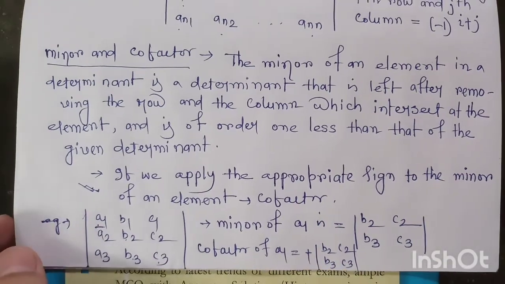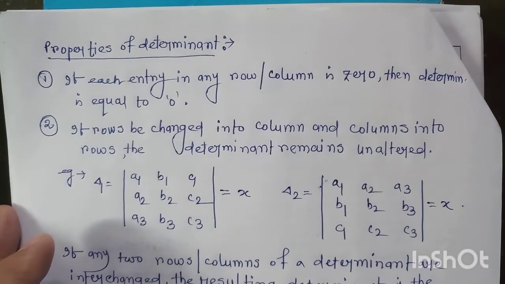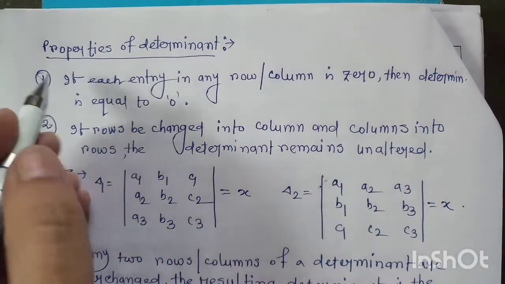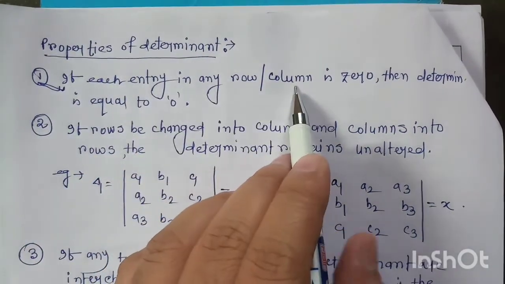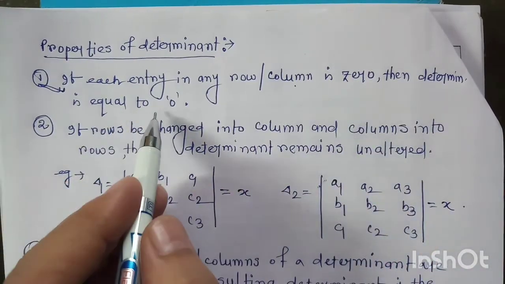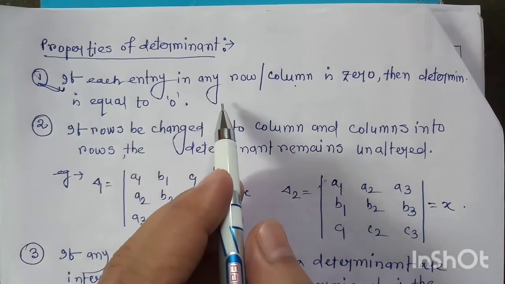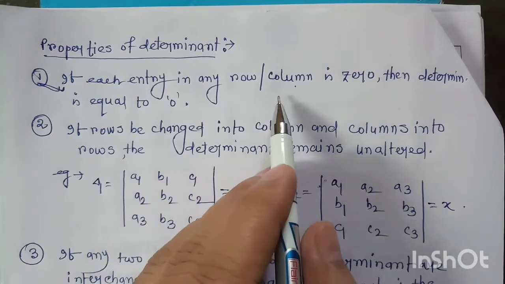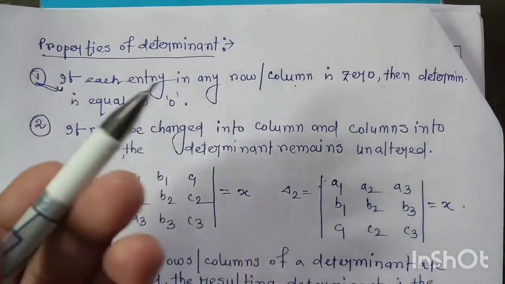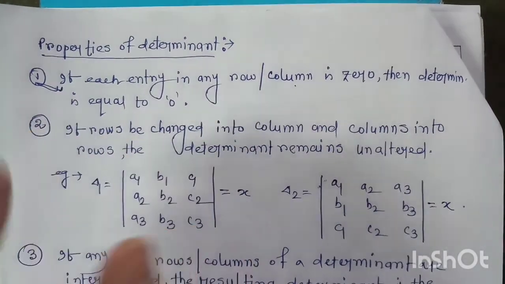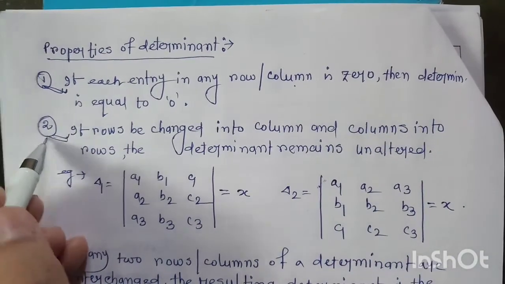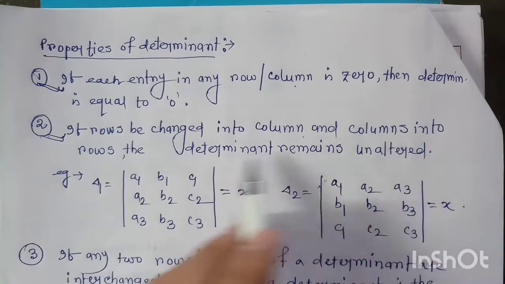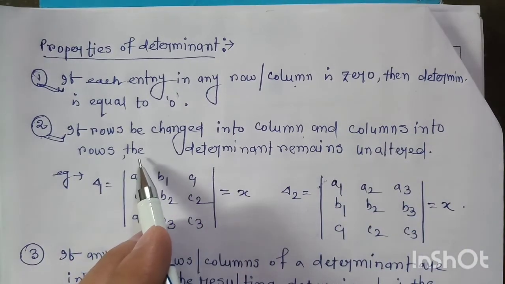Okay. So these are the properties of determinants. Number 1, if each entry in any row or column is 0, then the determinant is equal to 0. That is, if all the elements of a row or of a column are 0, the value of the determinant is 0. Number 2, if rows are changed into columns and columns into rows, then the determinant remains unaltered.